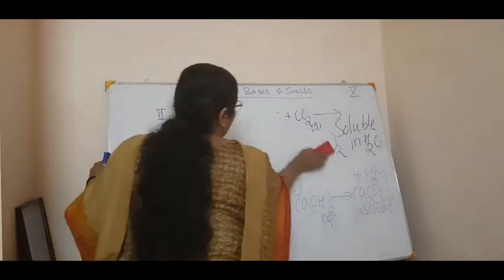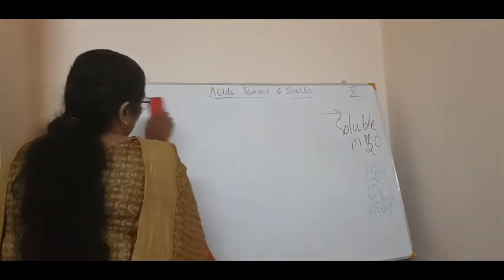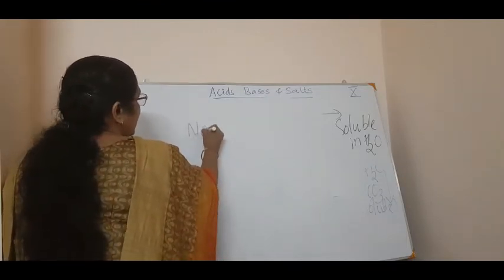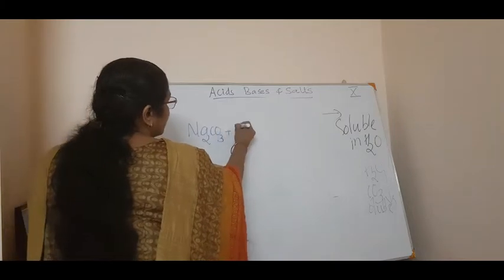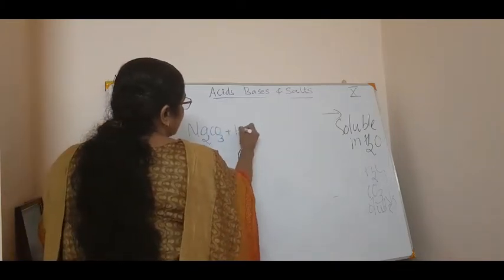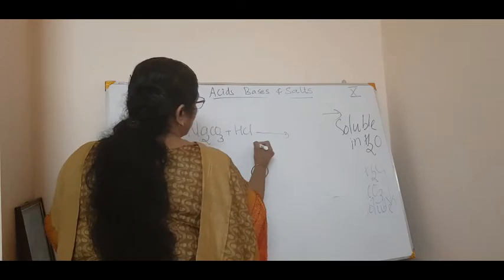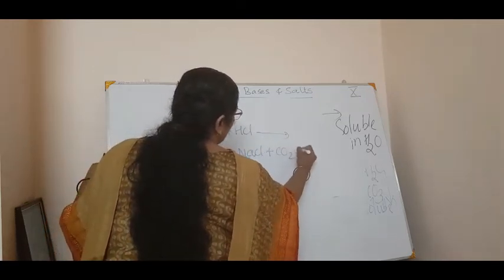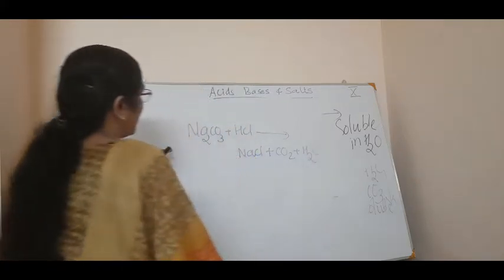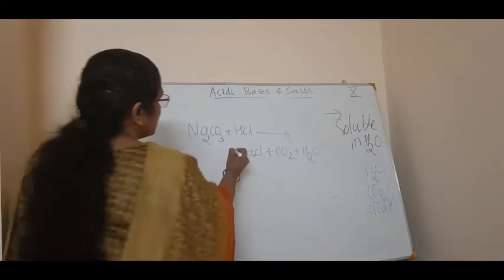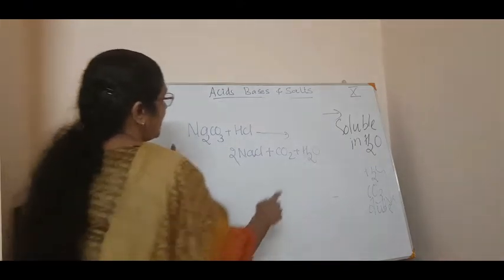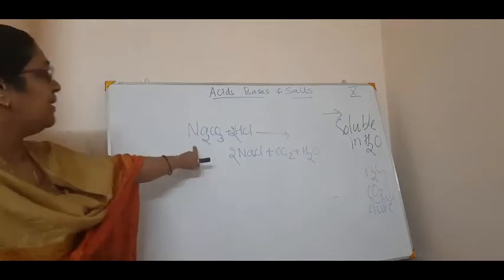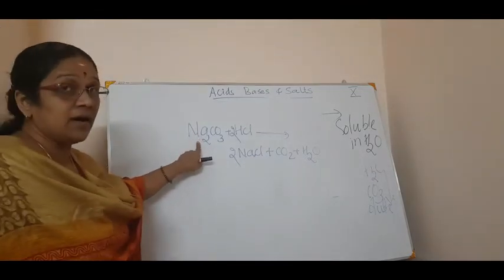Now, I will write the equation once more, for both carbonate as well as bicarbonate. Carbonate, for example, Na2CO3 plus an acid, for example HCl. You will get NaCl plus carbon dioxide plus water. See? Na2, so 2 NaCl, then H2, 2 Cl, carbon dioxide. So, this is the balanced equation for a carbonate.